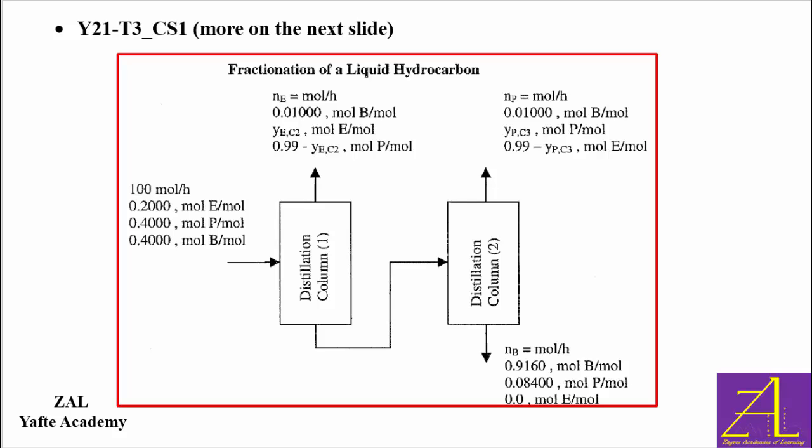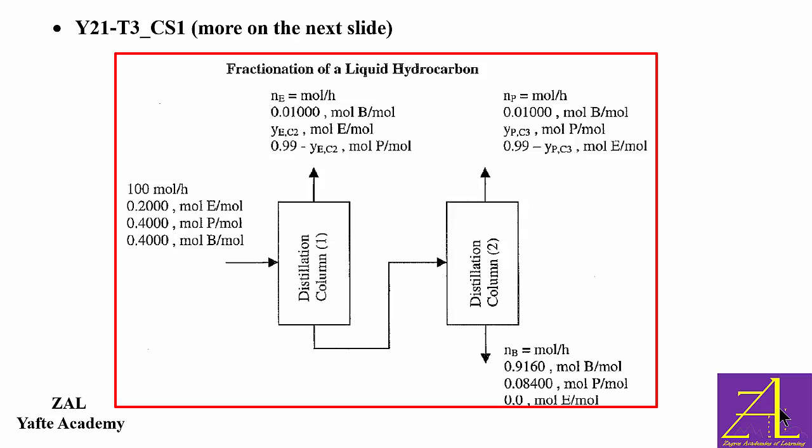When we want to label mole fraction of a component in a stream, we should use 2 identifiers like Y sub E, C2. There are different ways of using these 2 identifiers. One is as shown, where both appear in the subscript. Alternatively, we can show C2 as a superscript and E as a subscript.